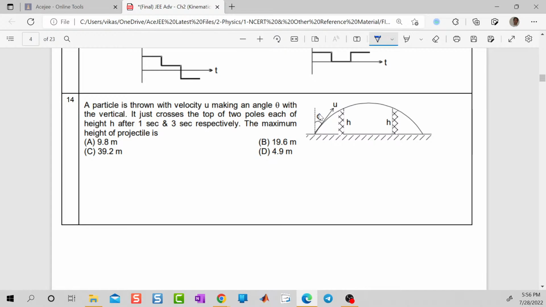This is theta, not q, by the way. So this part is 90 minus theta. This is given to be 1 second and 3 seconds. The maximum height of the projectile is what? What is the equation? Okay, so I'm gonna stay quiet. I'll let you guys work it out.